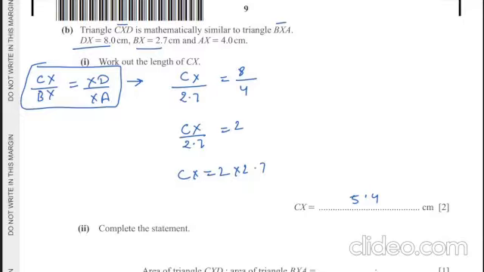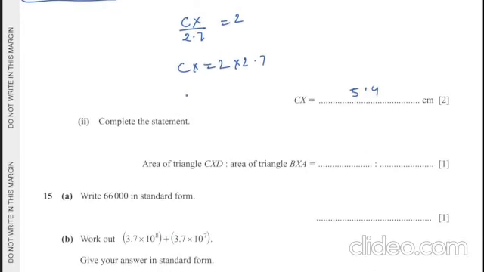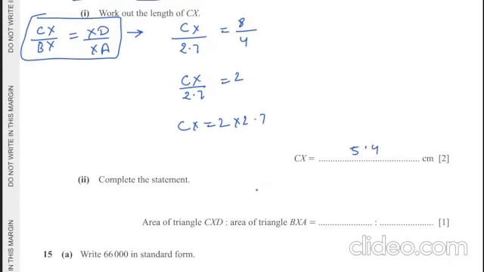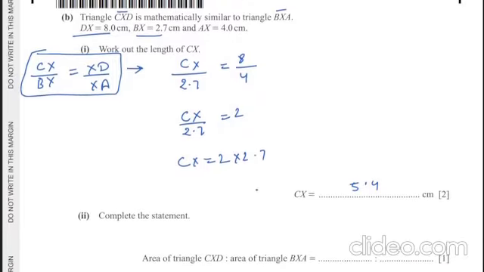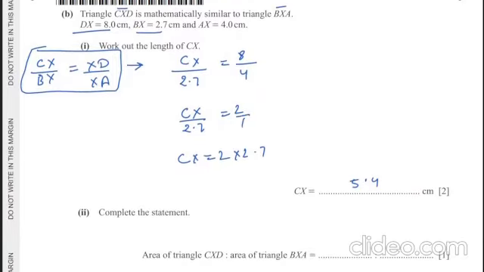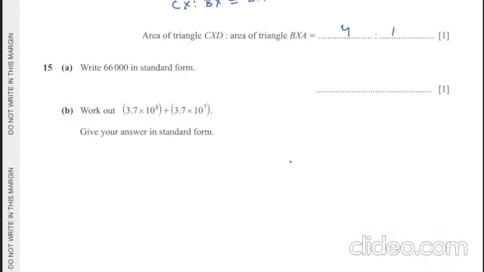Let's move to the next question. Complete the statement: area of triangle CXD ratio area of triangle BXA. The side ratio for CXD upon BXA, CX ratio BX, was equal to 2 ratio 1. So the area ratio will be 4 ratio 1. The ratio of the areas will become the square of the ratio of the sides. That is the property for similar triangles.